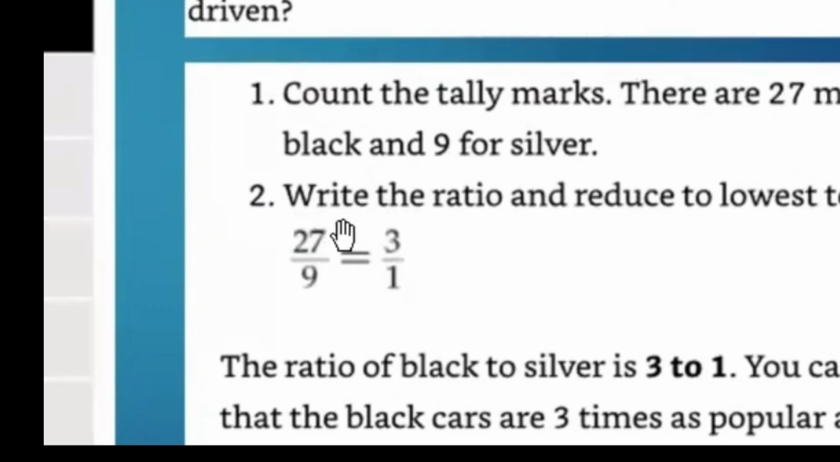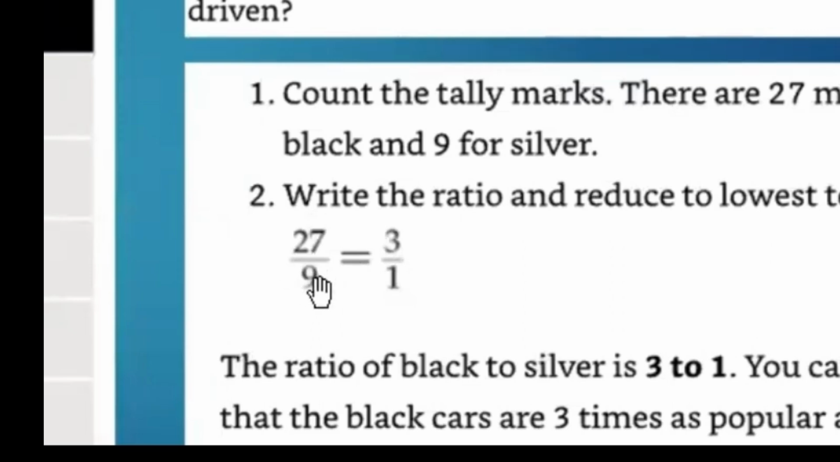Why? Because 27 is greater than 9, or the numerator is greater than the denominator. So what do we need to do? We need to reduce this fraction to its lowest terms, right? And if you started studying your table of multiplication, you know that 9 goes into 27 3 times, right? 9 times 3 is 27.